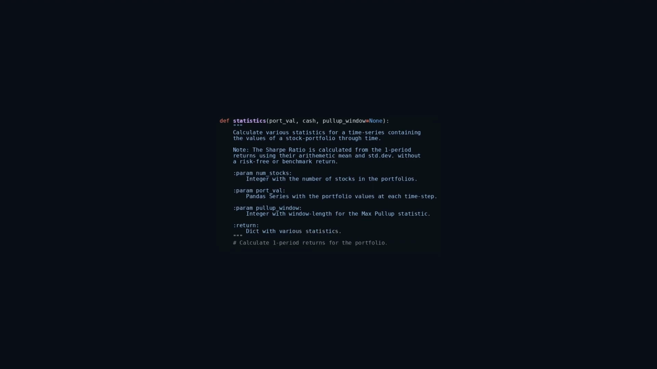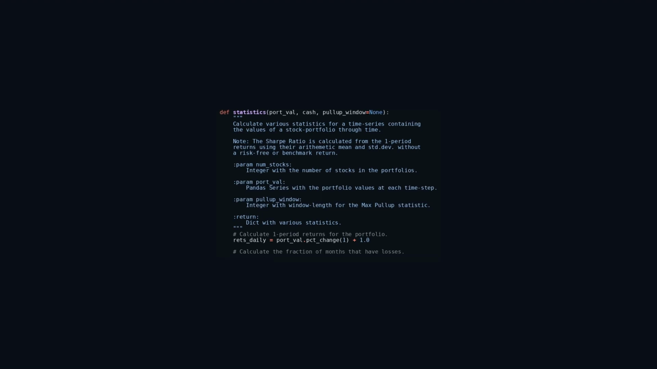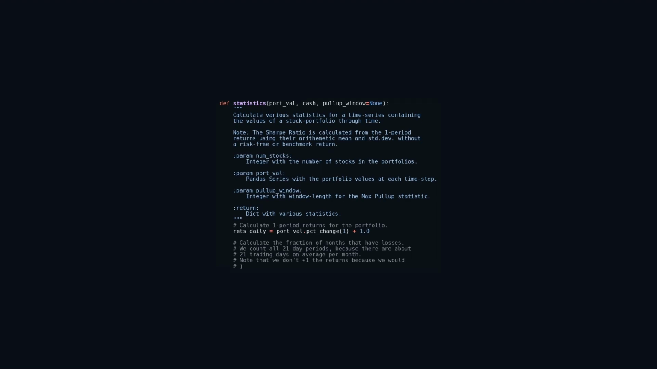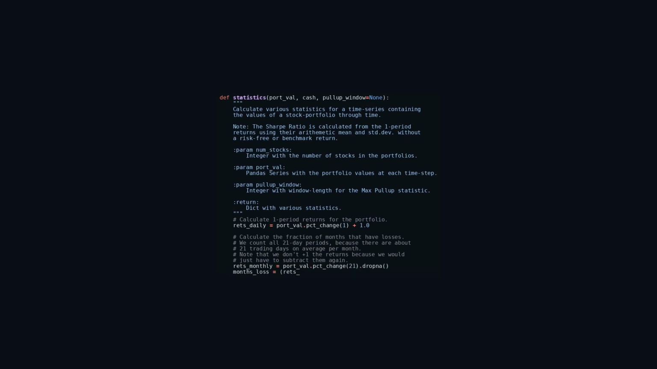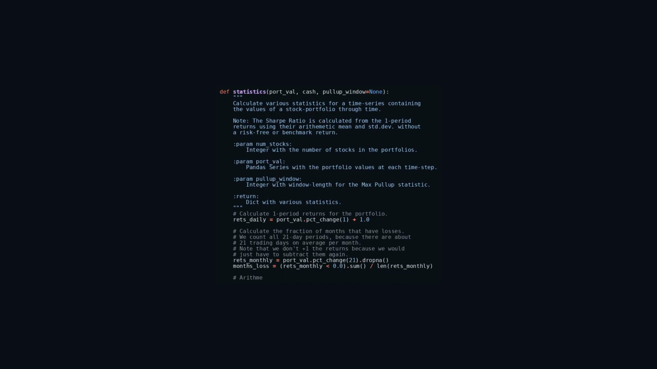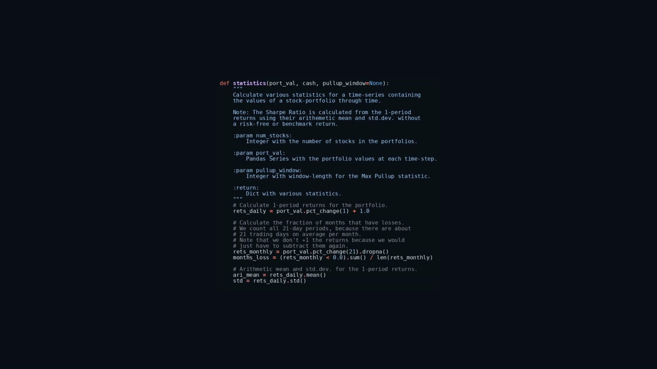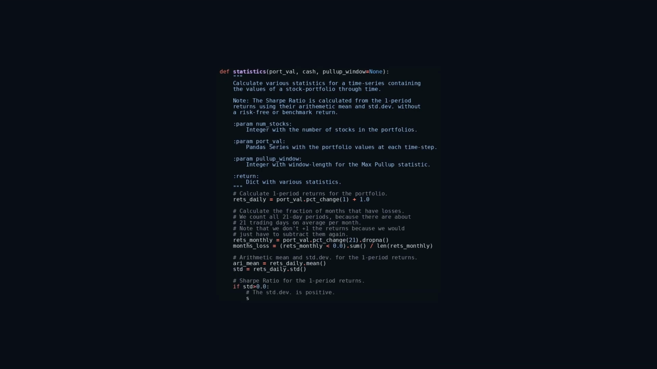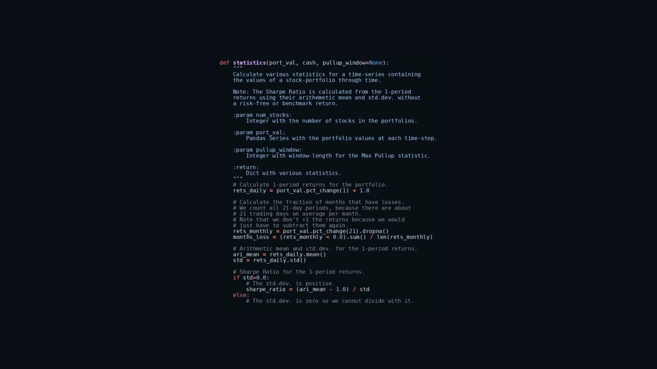The function creates a dictionary containing essential statistics, including the number of data points in the portfolio values, the final value of the portfolio, and the mean value of cash holdings. It also includes the arithmetic mean of the one-period returns, the geometric mean of portfolio values, the standard deviation of the one-period returns, the Sharpe ratio, the maximum drawdown, the maximum pull-up within a specified window, and the fraction of months with losses. These statistics provide crucial insights into the performance and risk of the portfolio over time.